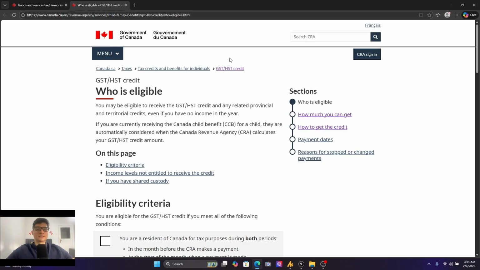All right, so these payments, remember, for your GST, HST credit, they're not random. They're calculated based on your income, and based on your actual household income and your household situation, whether you have children, whether you're married, whether you have a common law. So it is calculated correctly based off the information you give them.